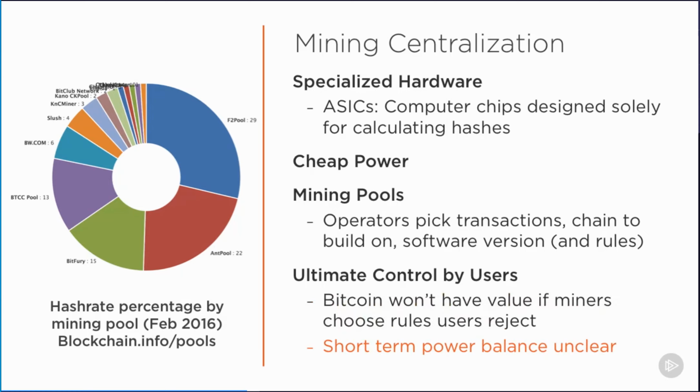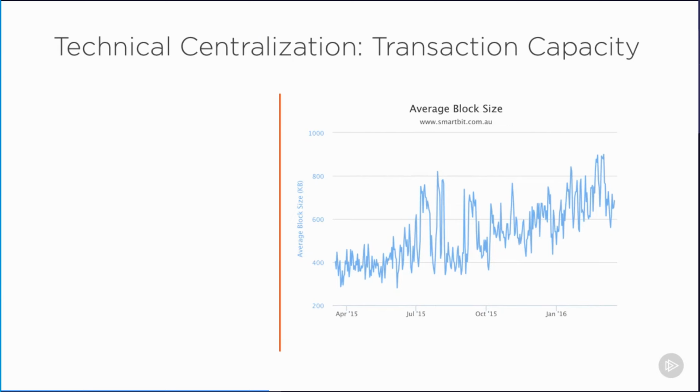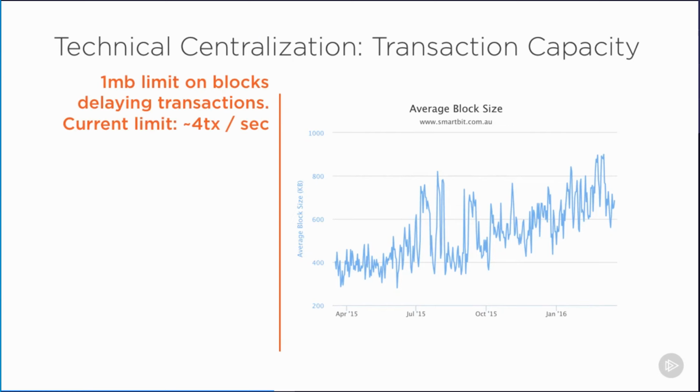In this author's opinion, however, it's unclear where the balance of power lies, especially in the short term. Recently, there have also been some technical pressures towards centralization. Since very early in Bitcoin's development, there has been a 1 megabyte cap on the size of blocks. As of March 1, 2016, the average block size was 0.85 megabytes, and some transactions are starting to be delayed since there's not enough room in each block. There's only capacity for about 4 transactions per second.